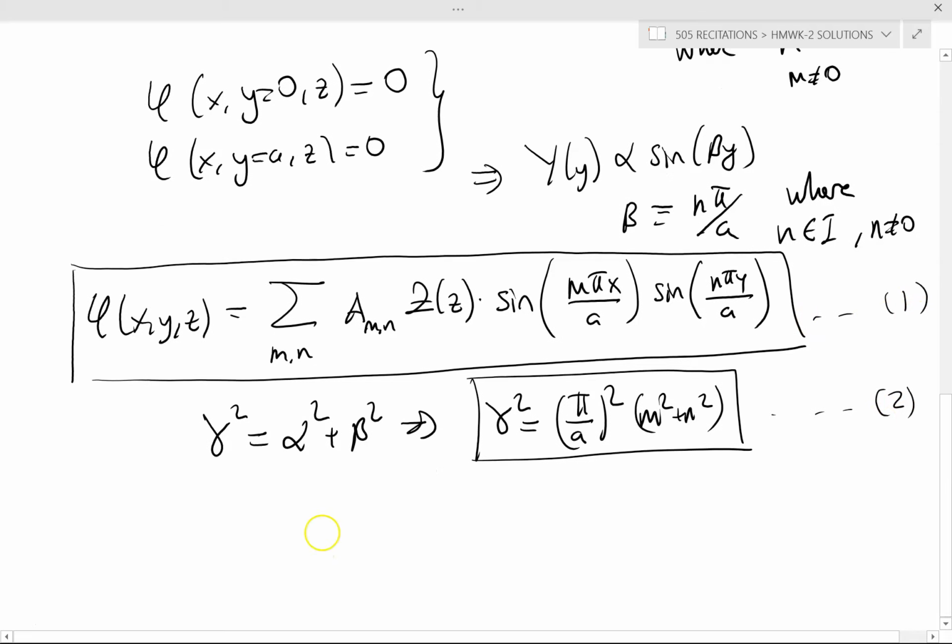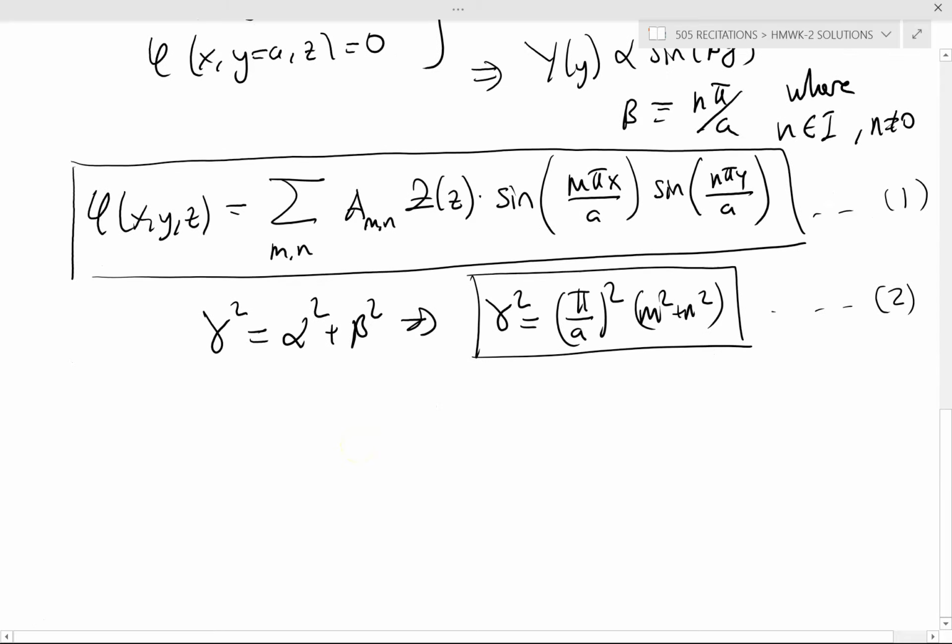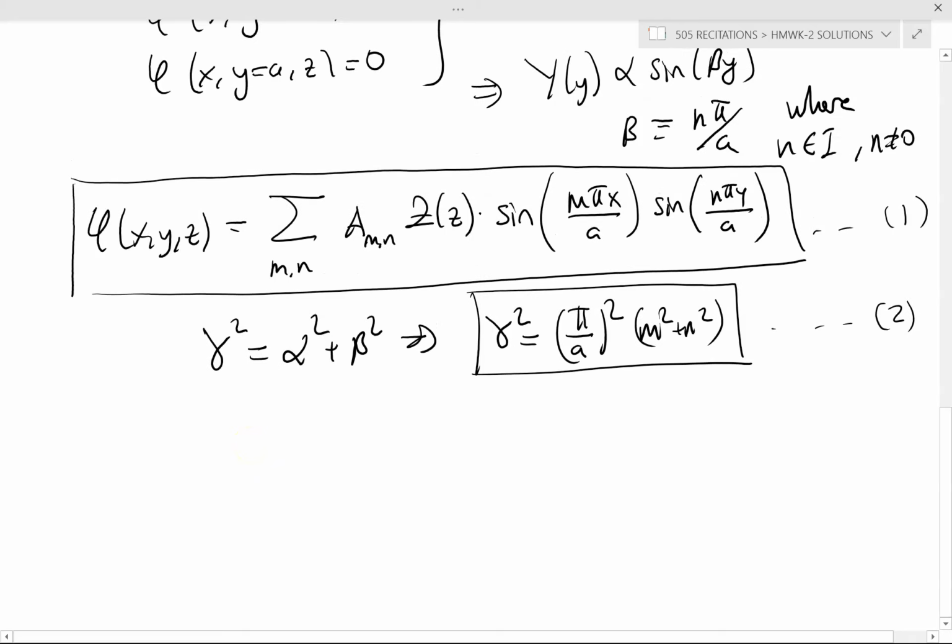Okay. How shall we satisfy the boundary conditions for the upper and lower surfaces? Now this is our purpose. Let's see what we need to do for the moment.